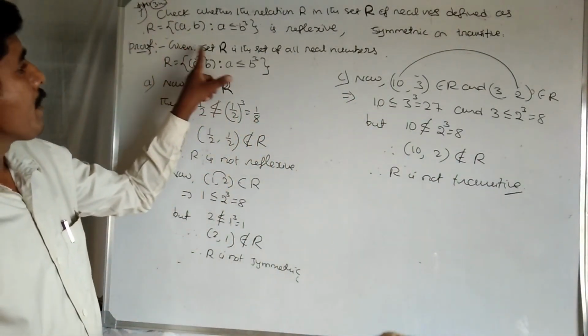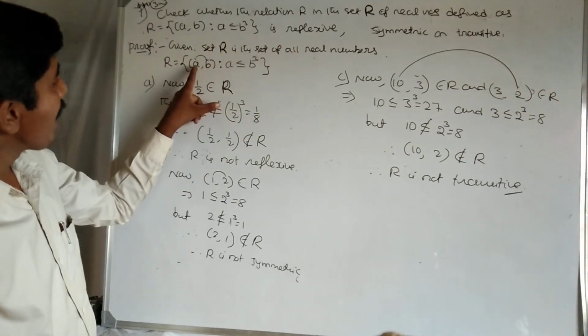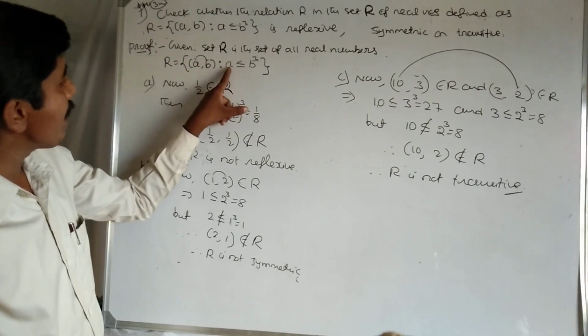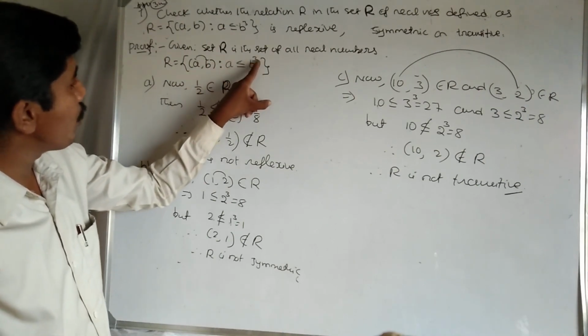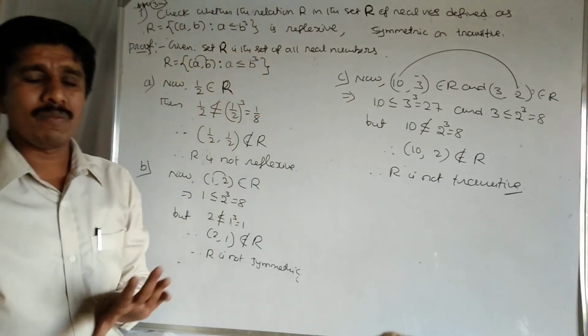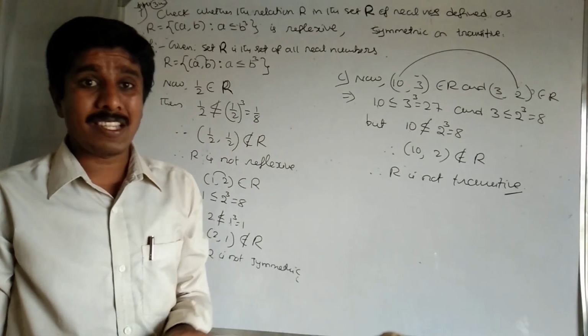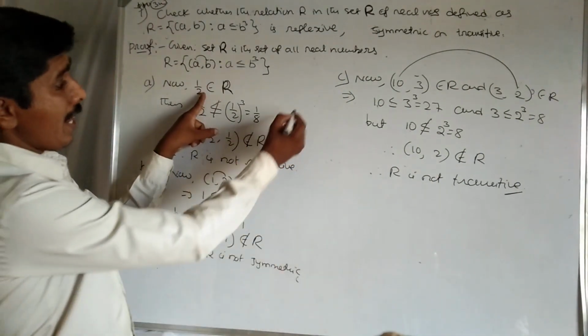I am repeating. Set R is the set of all real numbers. The relation is (A, B) where A is less than or equal to the cube of the second element, that is B cube. So clearly it is not reflexive. Mind it, you can take a particular number to prove it is not reflexive or not symmetric. Instead of half, you can take a number like this.